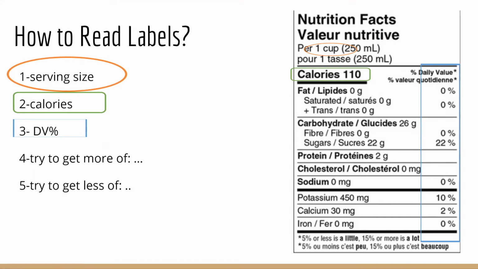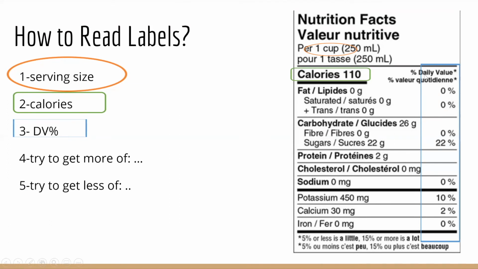How to compare different products. First, we need to look at the nutrition fact table on the product. We start by comparing the serving size. In this product, the serving size was 1 cup. We then look at the calories and the daily value on the right side.